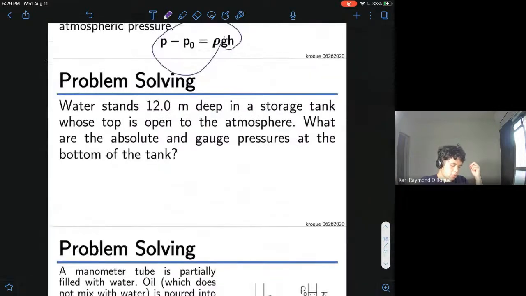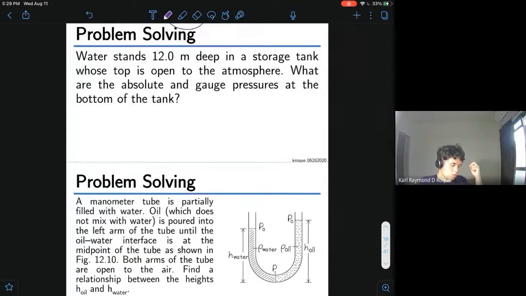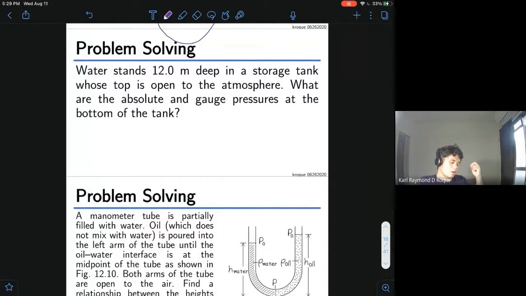Ngayon, I want you guys to try these. Ito muna, yung pinakauna. Water stands, yan. Pakitry.